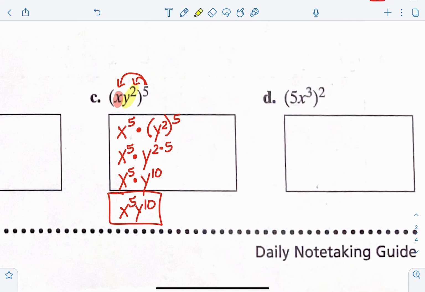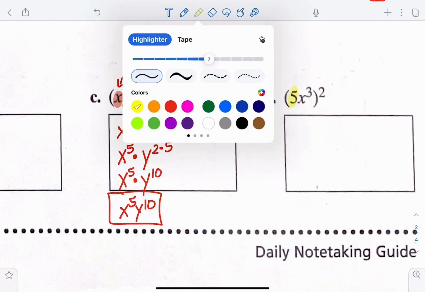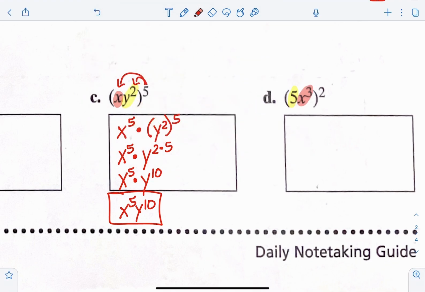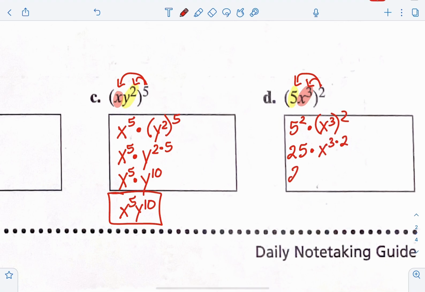Okay, so in this one we have the 5, and then we have the X to the 3. 2 is being applied to both of them. So we have 5 to the 2 times X to the 3 in parentheses to the 2 on the outside. 5 to the 2 is 5 times 5, which is 25, times X to the 3 times 2. 25 times X to the 6. 25 X to the 6, written without a multiplier, is our final answer.